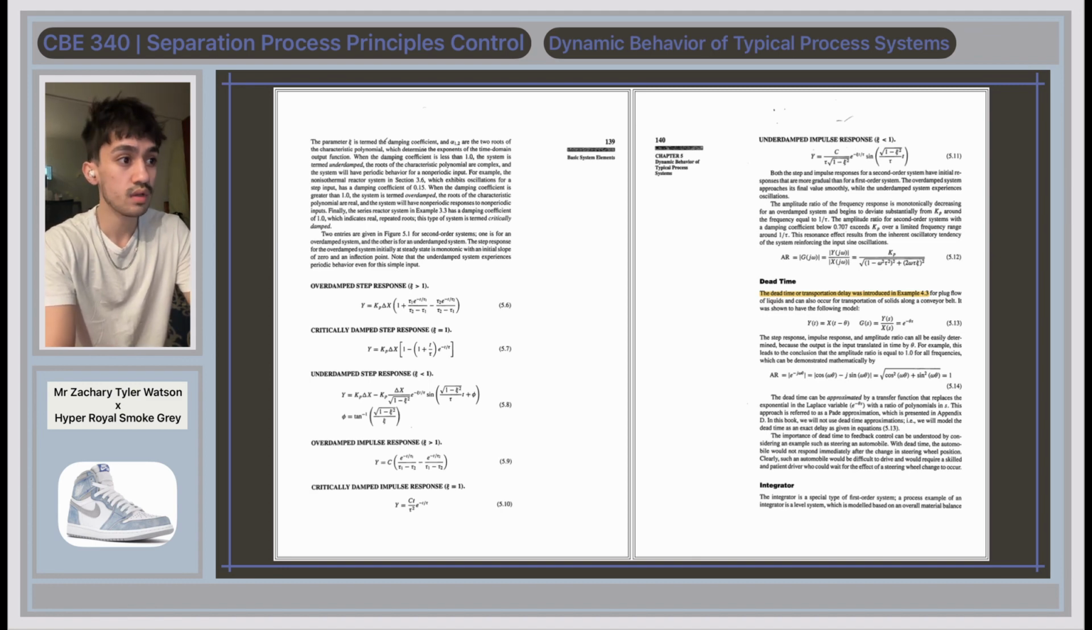Here we have the amplitude ratio. The amplitude ratio in this case is equal to the transfer function, and the transfer function is written as the absolute value of e raised to the power jωθ. Remember, we substitute s equals jω, and this in fact is equal to 1, and then 1 is equal to the absolute value of cosine of ωθ minus j times sine of ωθ.